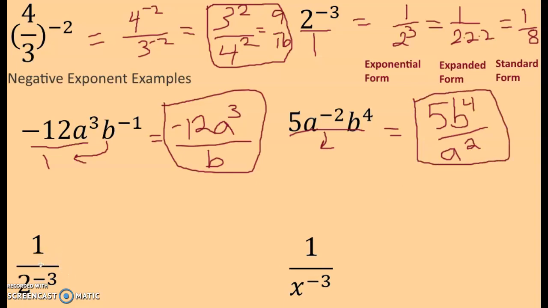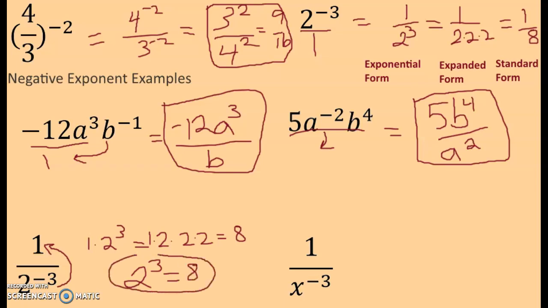Let's look at these. 1 over 2 to the negative third power. Now this is already in the denominator, but we just do the same thing. We flip it over the bar, over the fraction, and it becomes 1 times 2 to the third power. That equals 2 times 2 times 2, which equals 8. We also multiplied by 1, but that's still just the same number. So we have 2 to the third power, also known as 8. Either of those could be the correct answer. Exponential form and standard form.